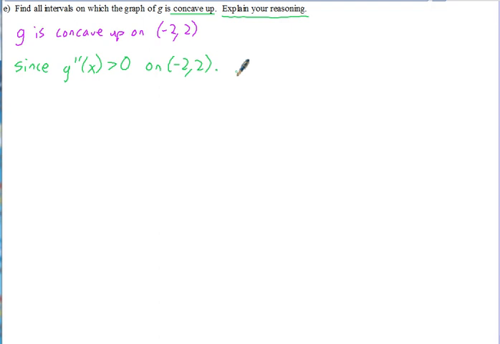And that concludes the notes on the topic of the second fundamental theorem of calculus.